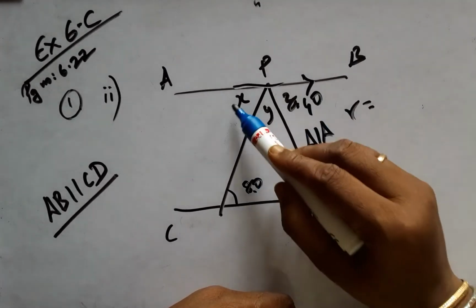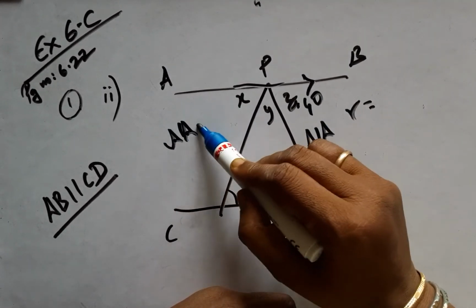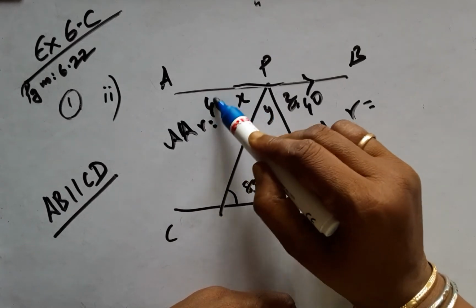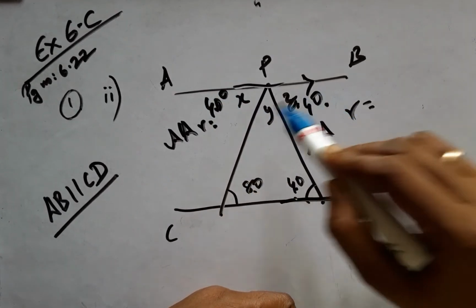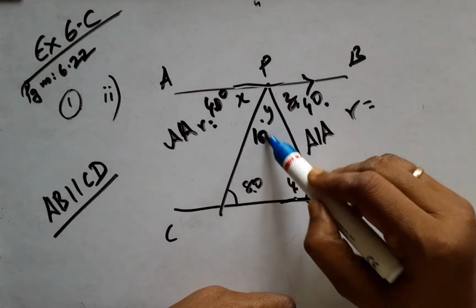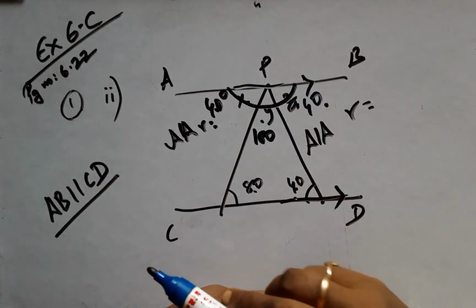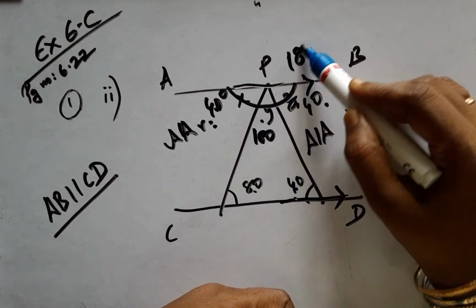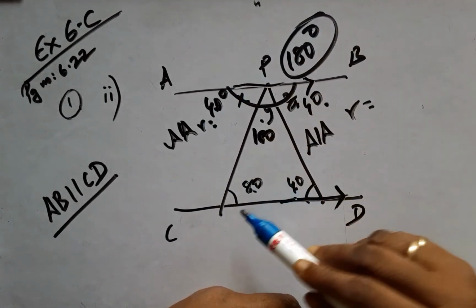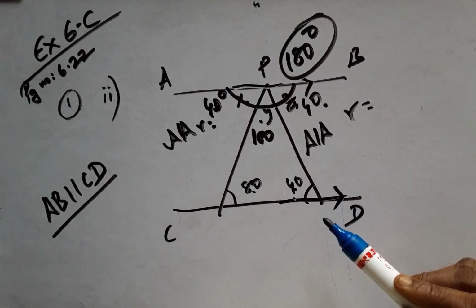Now here again the same rule applies, and therefore x will be 40. And since I have two 40s, the internal one will obviously be 100, because the sum of angles on a line is 180 degrees, straight line. So these are the rules that go into the making of this problem.